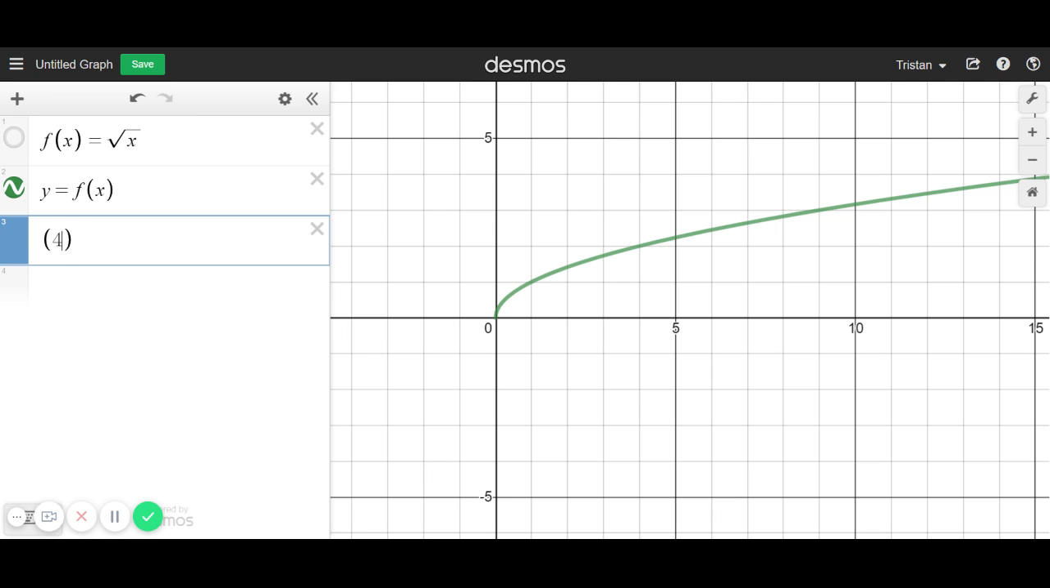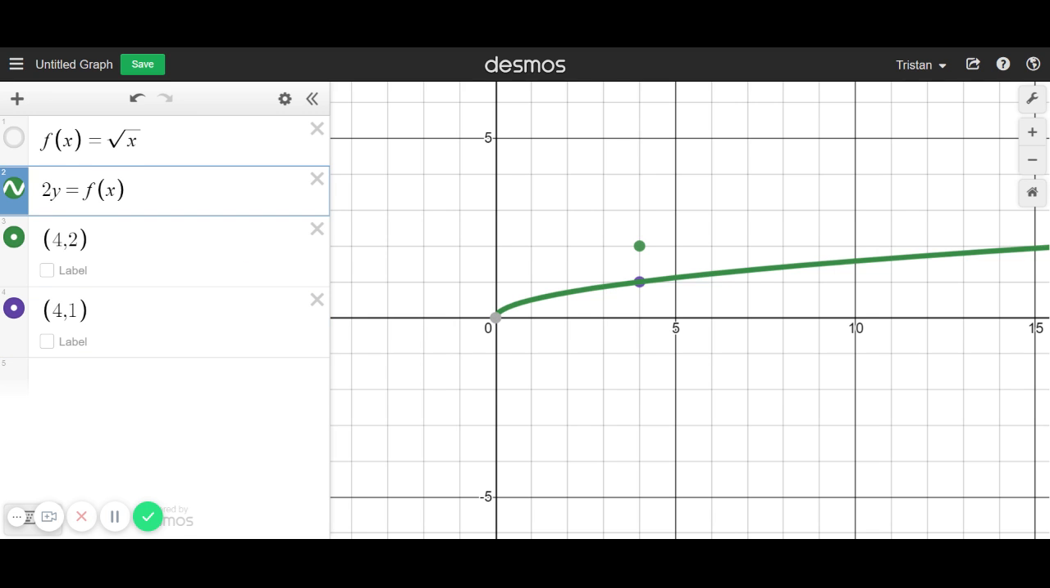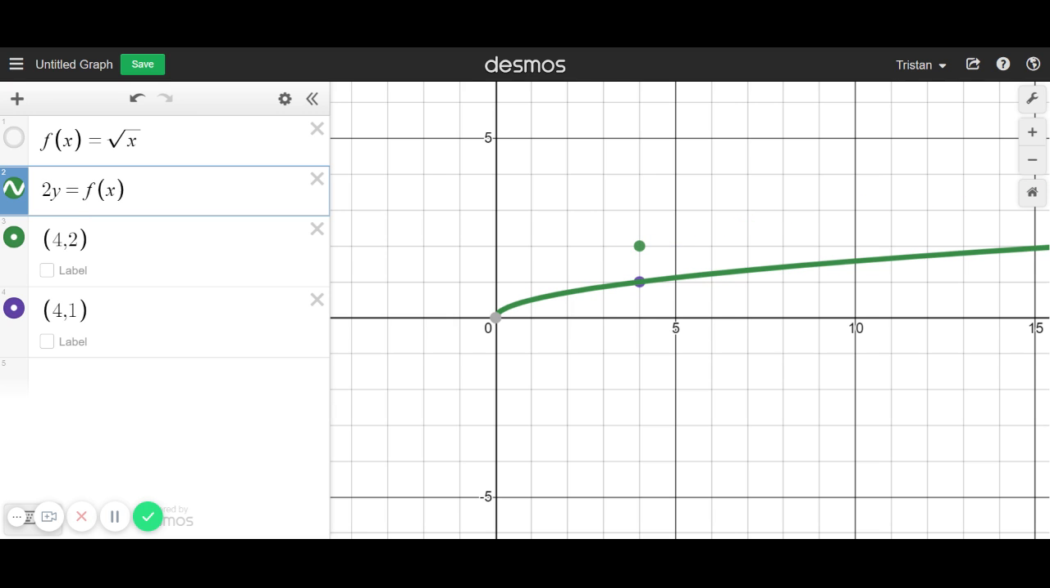So let's put that 4, 2 back up there. If I were to multiply y by 2, instead of 4, 2, what we have now is take the y coordinate and cut it in half, and we have 4, 1. So you can see that the y coordinates are getting cut in half there. That's what's happening. Usually it's not written like this.